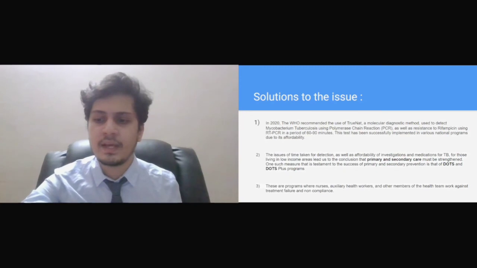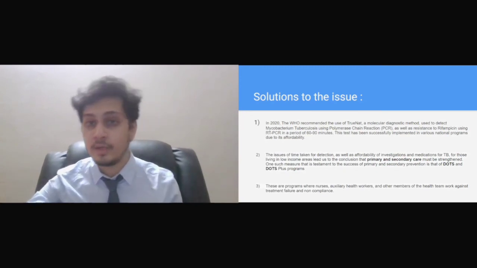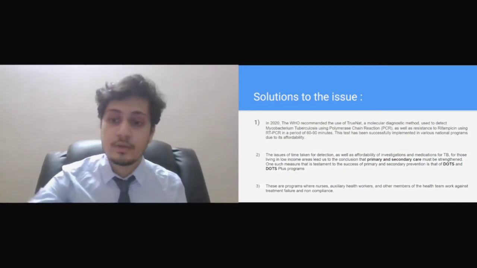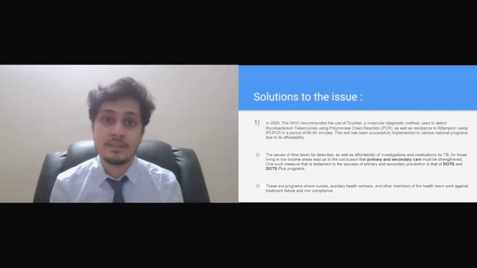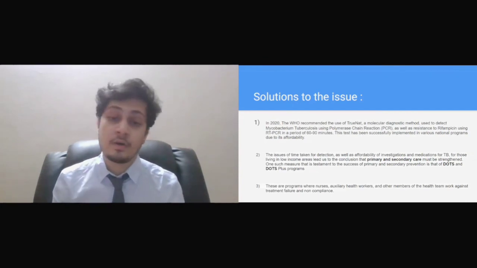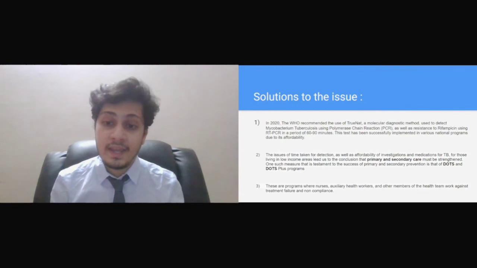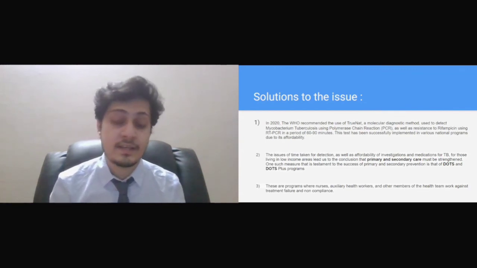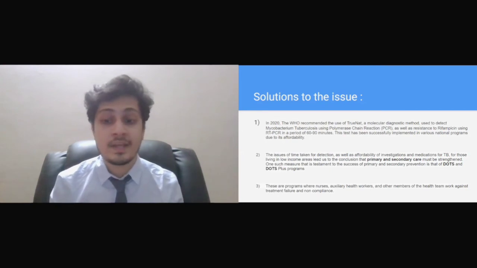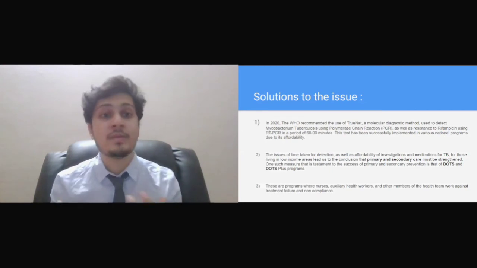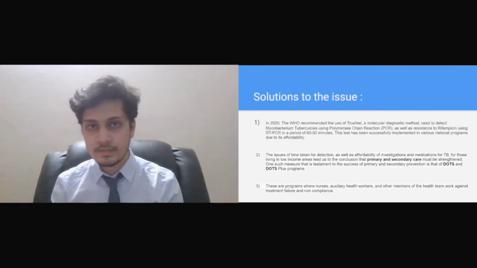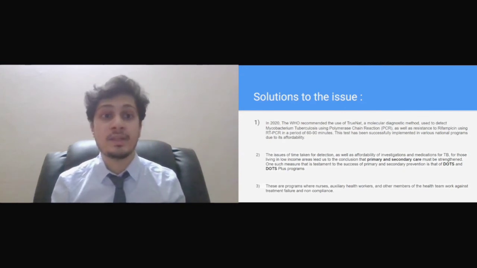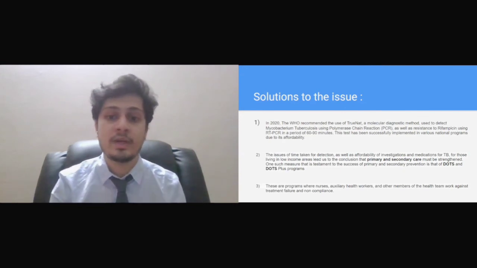DOTS refers to directly observed treatment, short course. So this basically implies the role of nurses and auxiliary healthcare workers in treating TB patients. What exactly happens here is that nurses, auxiliary healthcare workers, as well as other members of the health team work against treatment failure by delivering the drugs to those affected and by watching them take the drugs so that there is absolutely no treatment failure whatsoever.